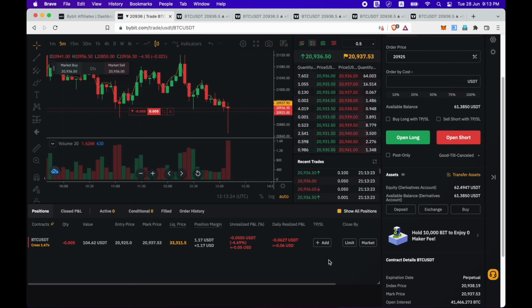I'm in the red now. I'm at a loss, but I want to test out my strategy, so we'll wait and see how the strategy works out. So let's speed it up again. While the trade is running in the background, let me answer.